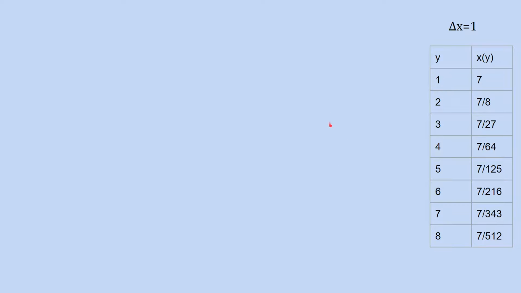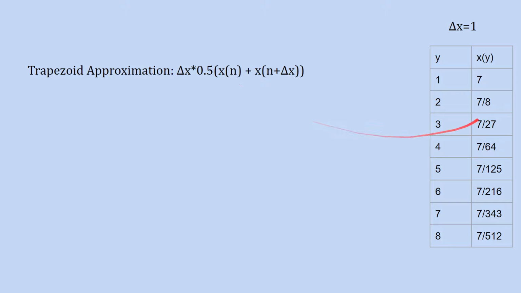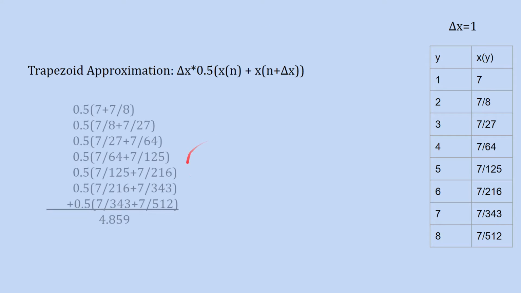Lastly is the trapezoid approximation, and here's a formula where we have delta x times the average between the two function values. So 1/2 times x of n plus x of n plus delta x, and delta x is 1. So I left out the delta x here because it's just 1 and it won't change these, but we can sum the averages, so the average of 7 and 7/8 plus the average of 7/8 and 7/27, and so on, and we sum all of these and we get 4.859 as our final answer for the trapezoid approximation.